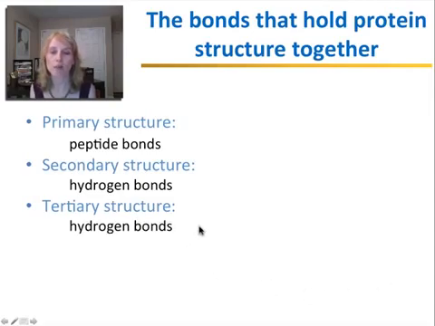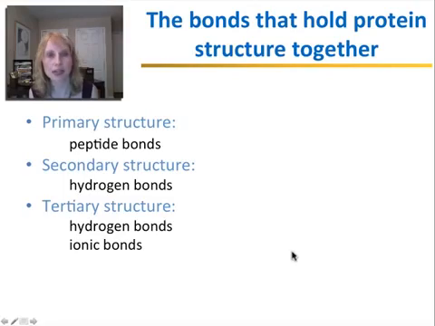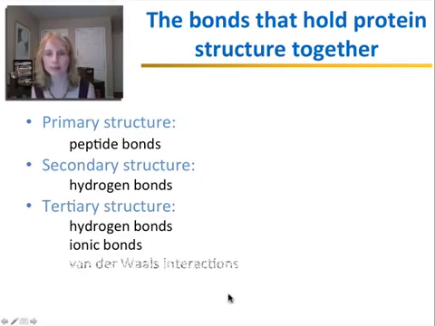We have hydrogen bonds between the different variable groups of the amino acids. Some of the amino acids can interact through ionic bonds. So when certain amino acids have either acidic or basic side chains, the variable groups, then they can interact through acid-base interactions, also known as ionic bonds. Van der Waals interactions are also very important in holding the protein shape together.